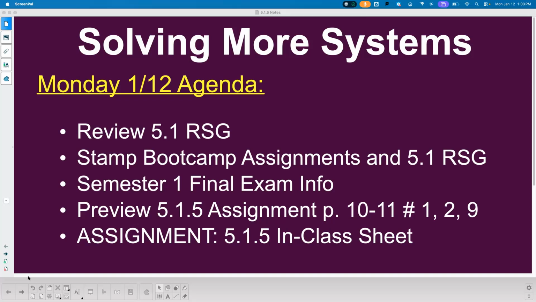Alright, so this week in Math 1. Today we're going to do section 5.1.5, which is going to be solving more systems of equations. Tomorrow we're going to do 5.2. Then Wednesday we're going to do 5.2.5. Thursday we're going to take a practice exam.